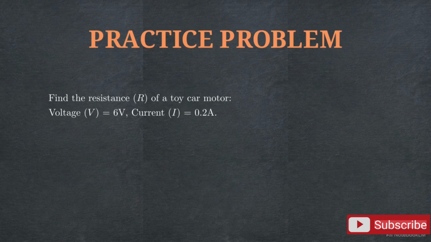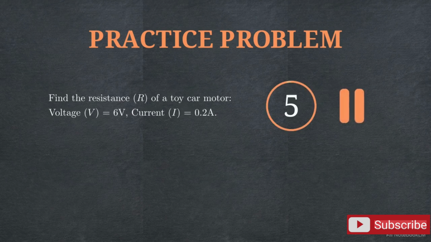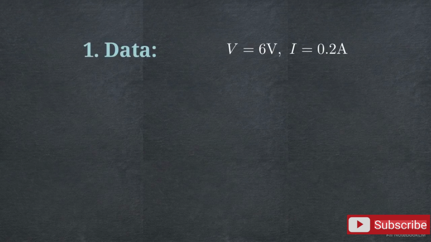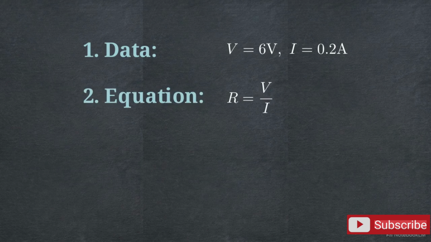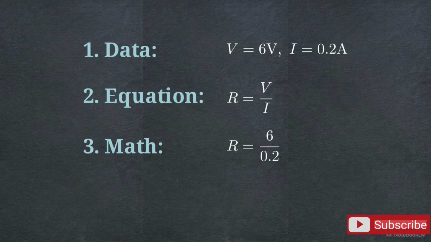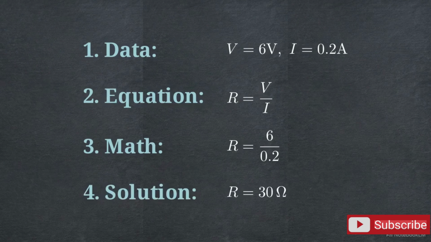Now it is your turn. Find the resistance of a toy car motor operating at 6 volts and drawing 0.2 amps. Pause the video and write it out using the 4-step format. Let's check your work. You should have written R equals V divided by I, substituted 6 over 0.2, and calculated a final result of 30 ohms. If you got that, excellent.